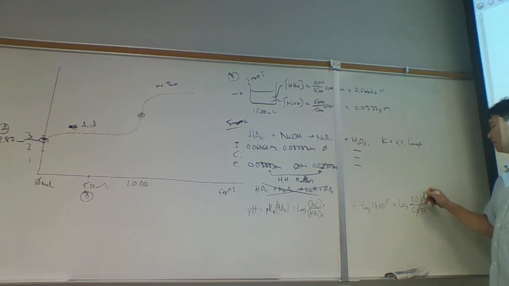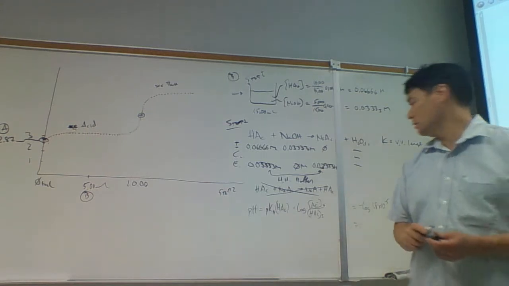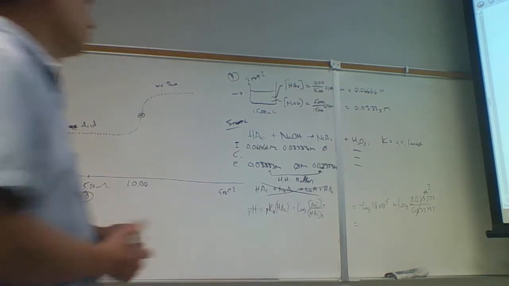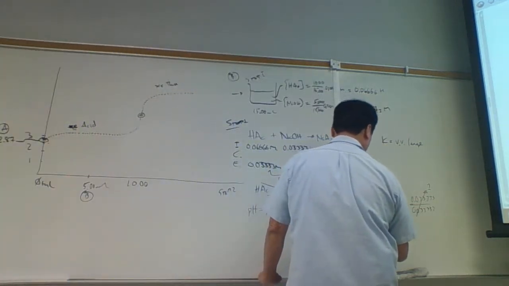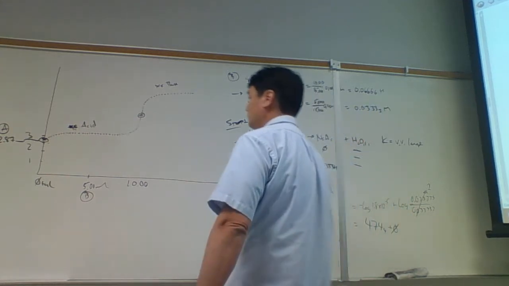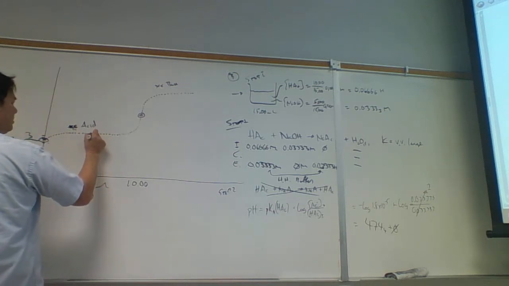And so this is the log of 1. The log of 1 is 0. And so what is the negative log of 1.8 times 10 to the minus 5? The negative log of 1.8 times 10 to the minus 5 is 4.744. And so this pH is 4.744.